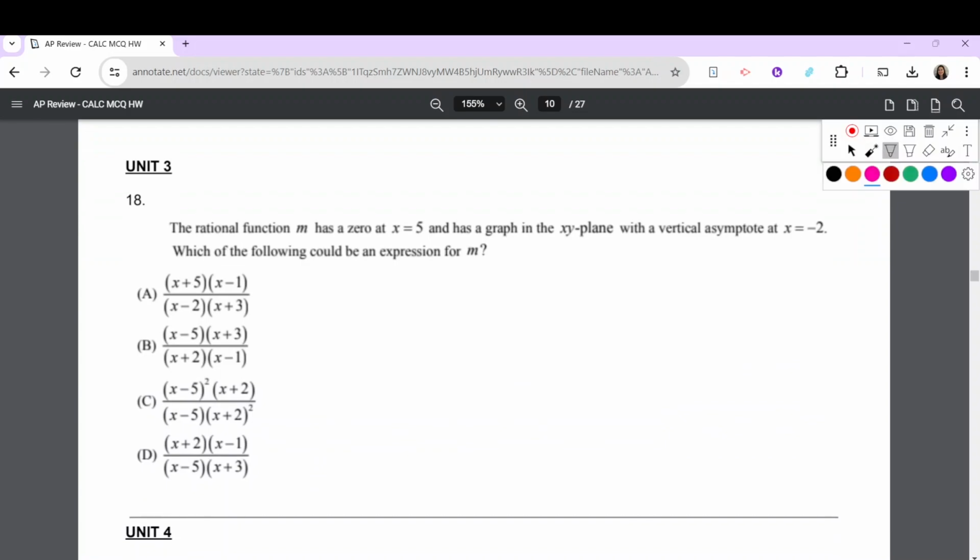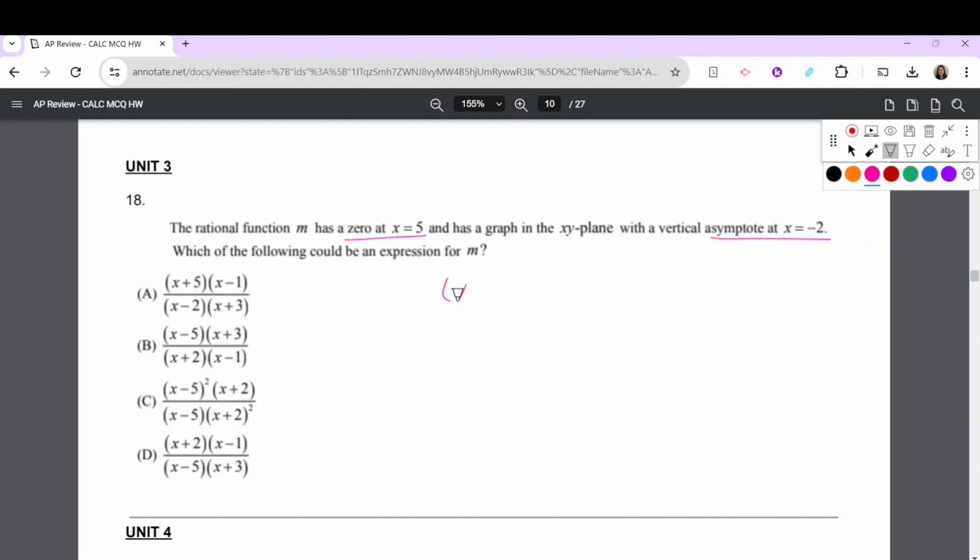All right, I think we can move on to Unit 3 and 4 because we put most of these questions on your no calculator homework because there's not much you can do with a calculator. Notice we haven't even used a calculator yet. We have a rational function with a 0 at x equals 5 and a vertical asymptote at x equals negative 2. Which of the following could be an expression?